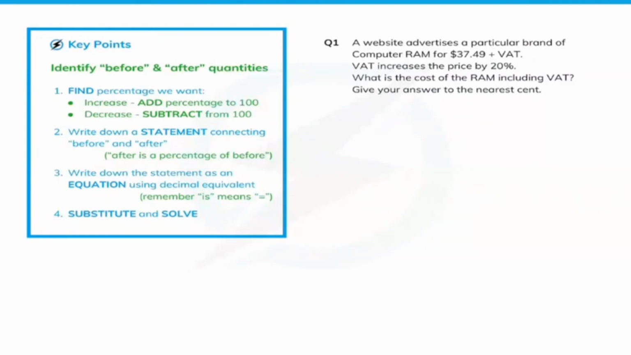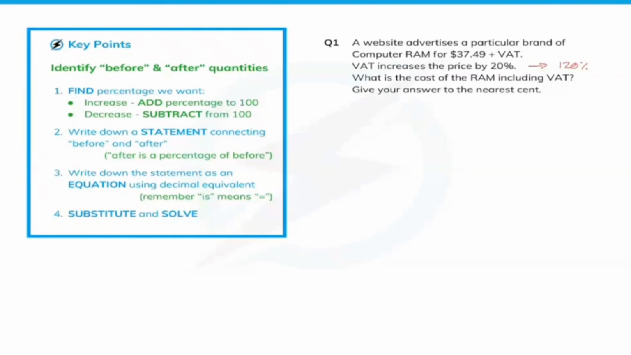We have some computer RAM being sold for $37.49 plus VAT. VAT is a tax that increases the price by 20%, and so clearly we want 120%. Let's write that down: 120%, that's what we want. What is the cost of the RAM including VAT?